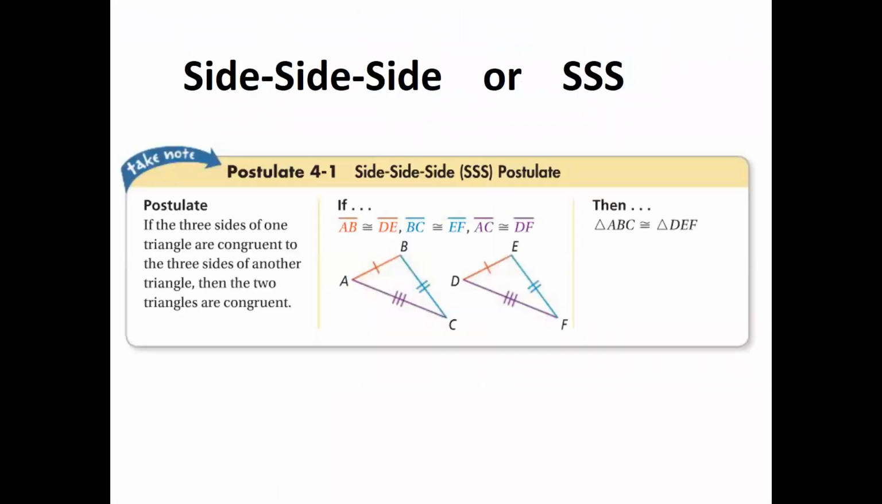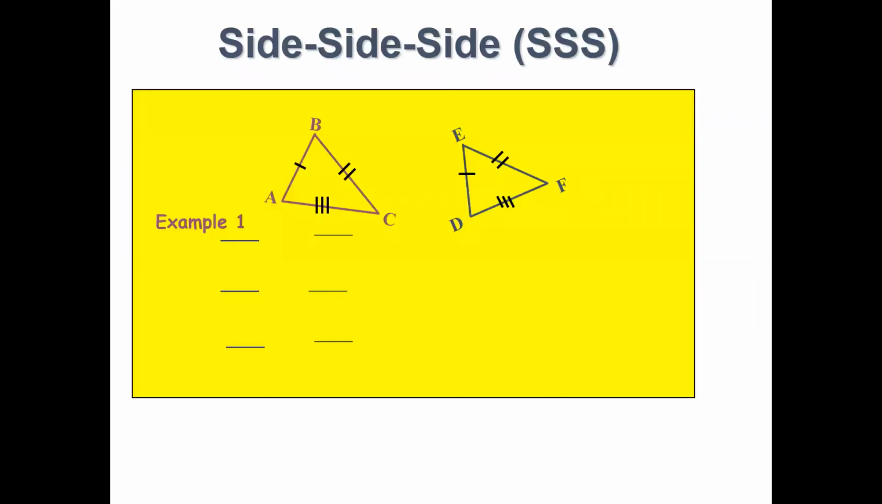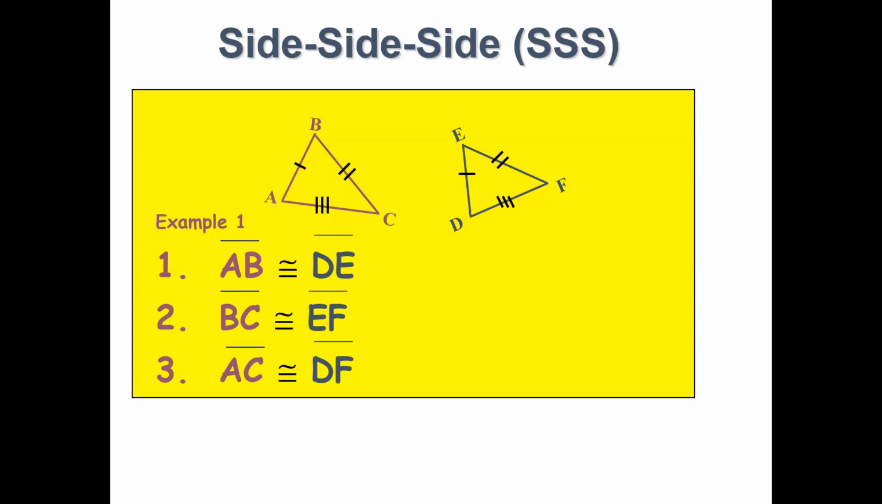So SSS stands for side, side, side. If you know that there are 3 congruent sides on one triangle to 3 congruent sides on another triangle, then those 2 triangles must therefore be congruent. So for example, here we have 2 triangles. In this diagram, we have side AB marked congruent to side DE. We also have side BC marked congruent to side EF, and side AC marked congruent to DF. Since we have all 3 sides on one triangle marked congruent to all 3 sides on the second triangle, we can therefore conclude that the 2 triangles are congruent by side, side, side.